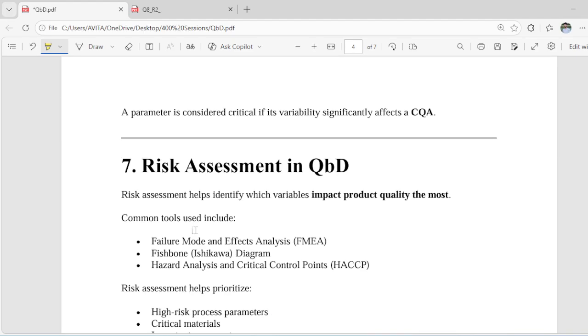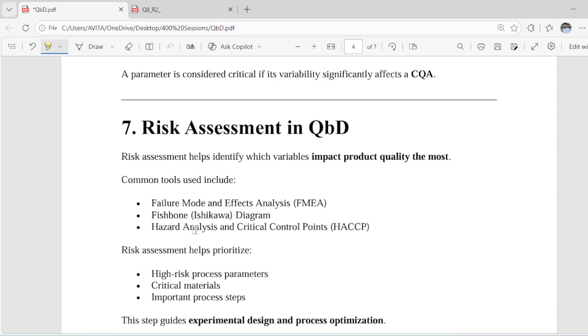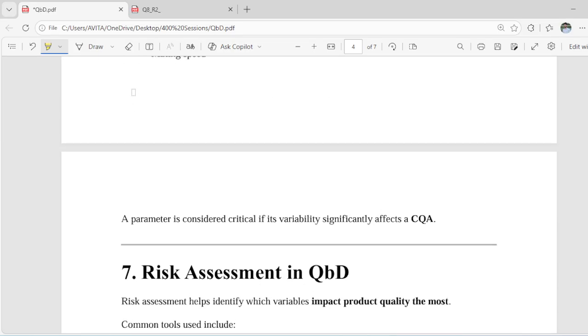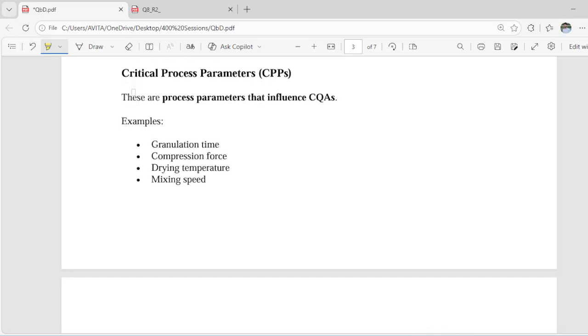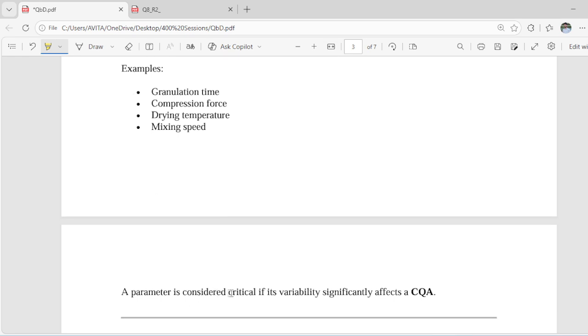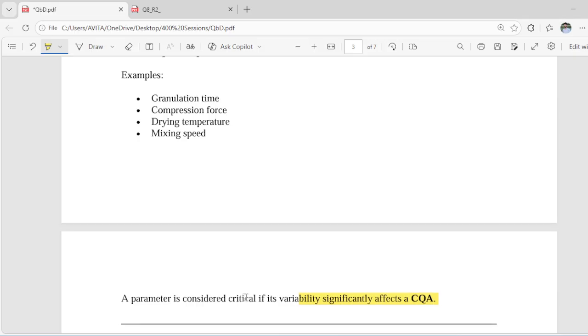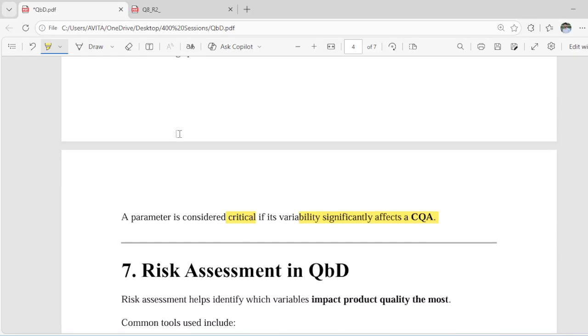Before moving on to the next parameter, we'll just discuss the importance of this critical process parameter. A parameter is considered critical if its variability significantly affects the critical quality attribute. Anything that is affecting the critical quality attributes is going to be considered critical. So that's why it's called a critical process parameter.